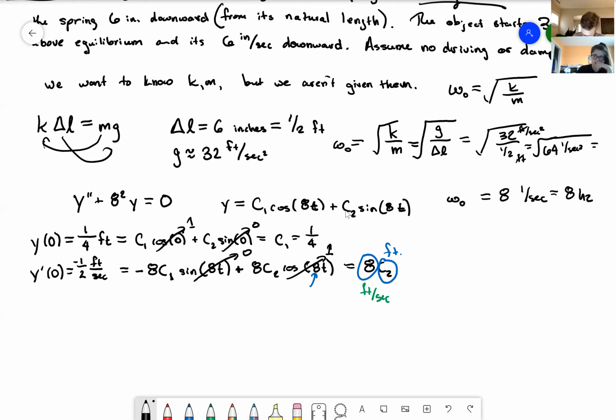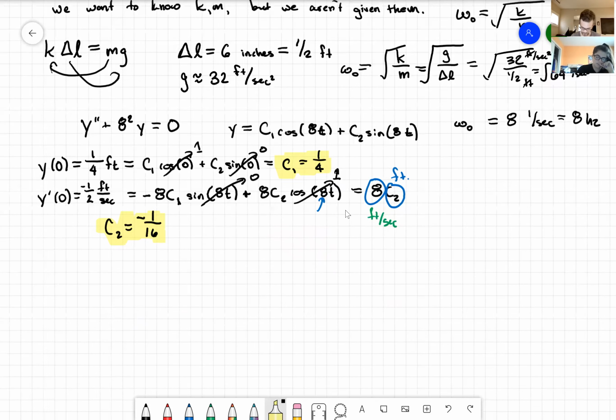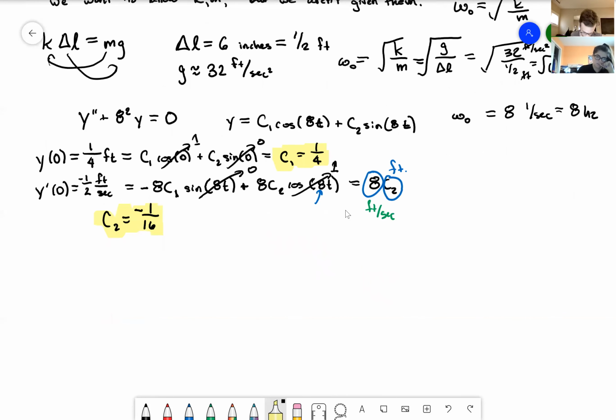And so our C2 ends up being what? C2 is equal to, go ahead and highlight this so I don't lose it. C2 will be negative 1/2 divided by 8, so negative 1/16. It'll be negative 1/16 feet, so all of our units work out. There's our C1 and C2. And you see why it's in this form.